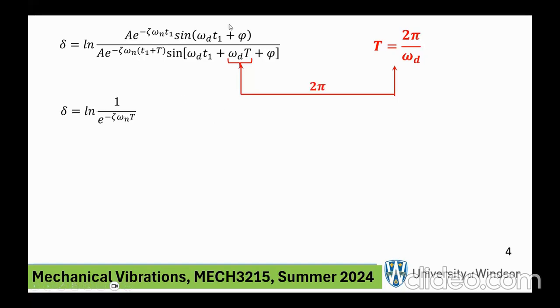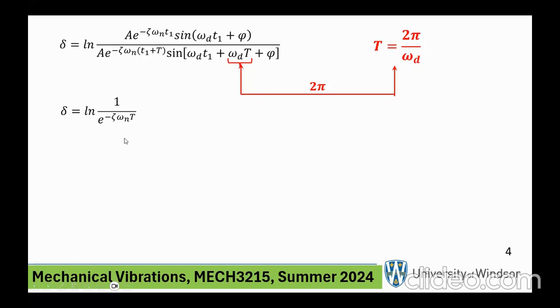So that sine cancels the sine down here, because at the end of the day, the bottom is sine of omega d t1 plus phi plus 2 pi, but that doesn't do any damage. So this sine cancels that sine. They're exactly the same thing. And over here, I explained to you that zeta omega n t1, zeta omega n t1, those exponentials cancel each other out, but that big T is going to be left there.